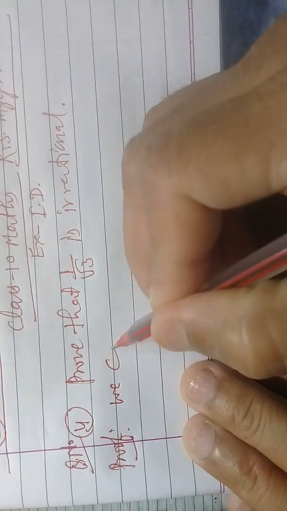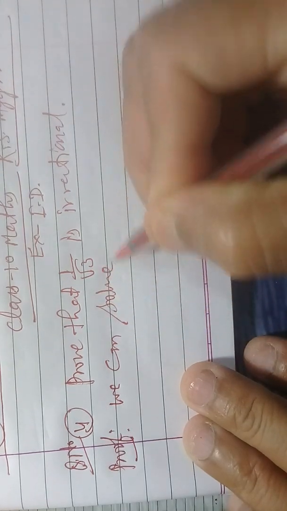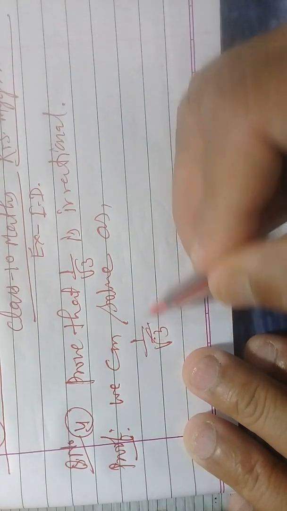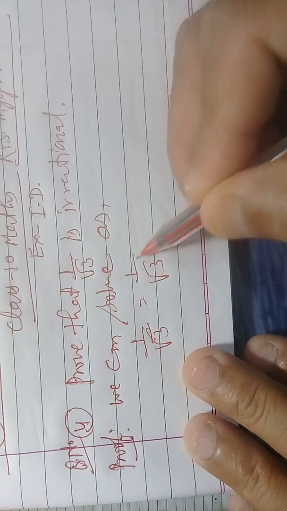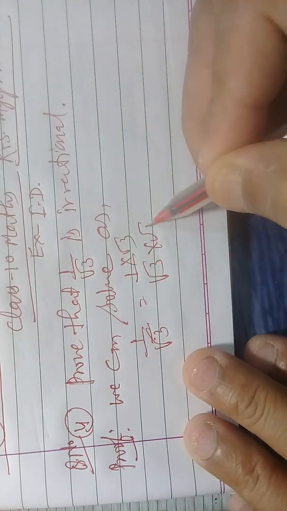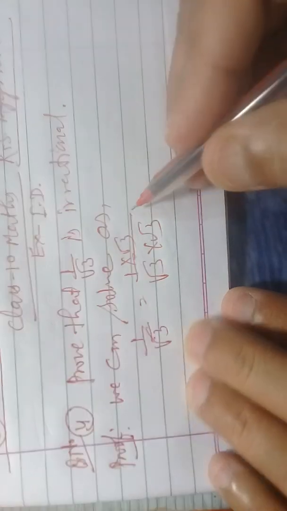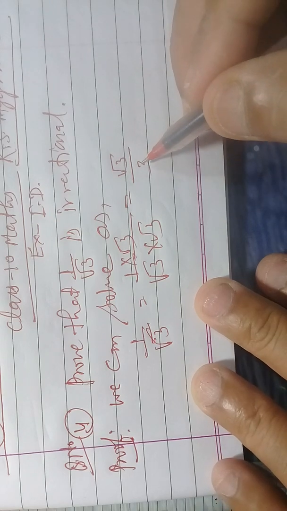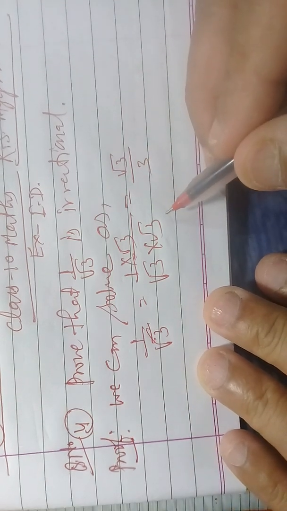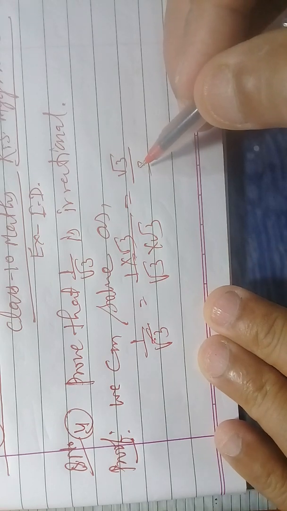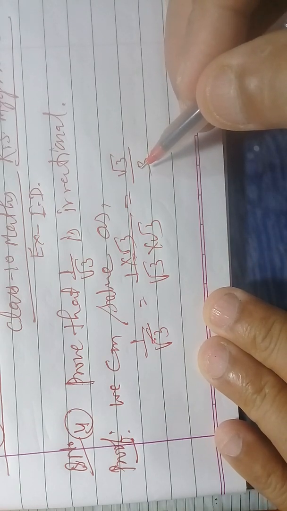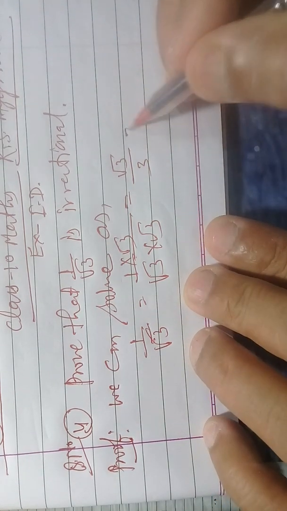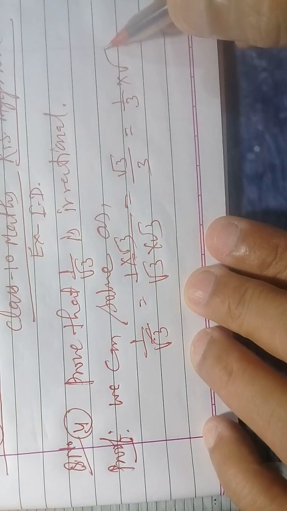We can solve it as 1 by root 3 is equal to 1 by root 3 multiplied by root 3 by root 3. Numerator and denominator multiply by root 3. We get root 3 by 3. It means 1 by 3 into root 3.